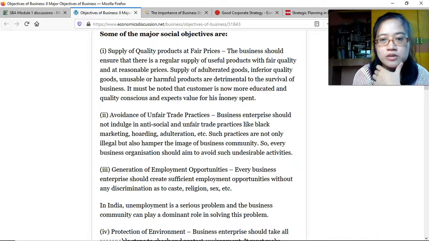It must be noted that customer is now more educated and quality conscious and expects the value for his money spent. Although if you see, di ba, pag nag-shop ka sa Shopee or Lazada, may mga masyadong mura na mga products doon. But if you look at the comments, it's not that the product is great, but kumbaga, parang ini-equate dun sa price, na for the price, pwede na, okay? For the price na binayaran ko, okay lang, sige, acceptable na, okay?